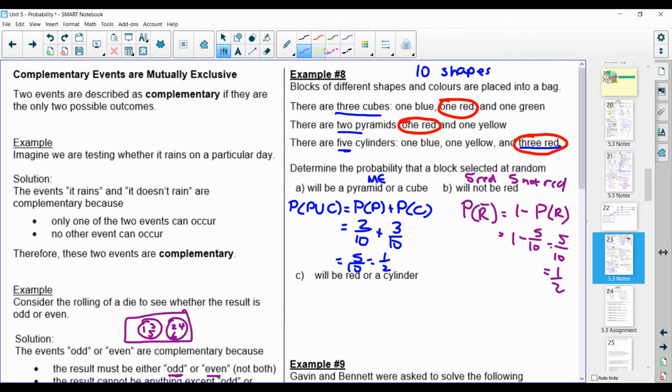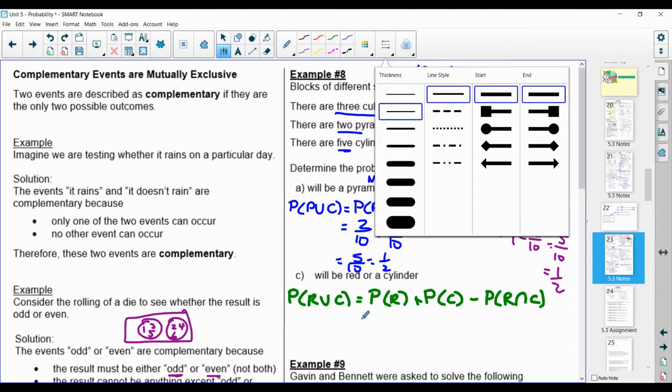Now the third example here, it says the probability that it will be red or a cylinder. Well, it is possible to have a red cylinder, because if we look in the cylinders here, we have 3 red cylinders. So this is going to be the probability of red plus the probability of a cylinder minus the probability of red and cylinder.